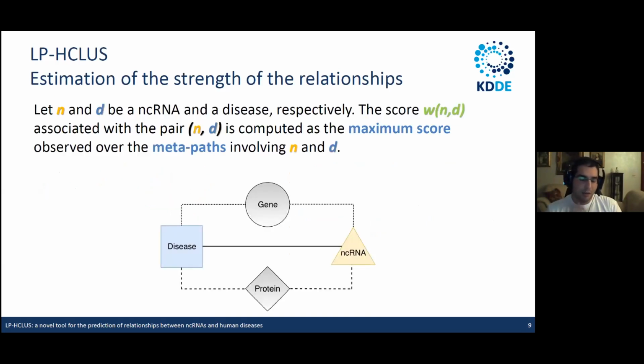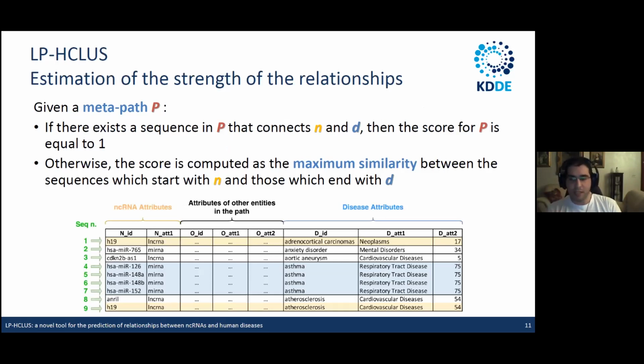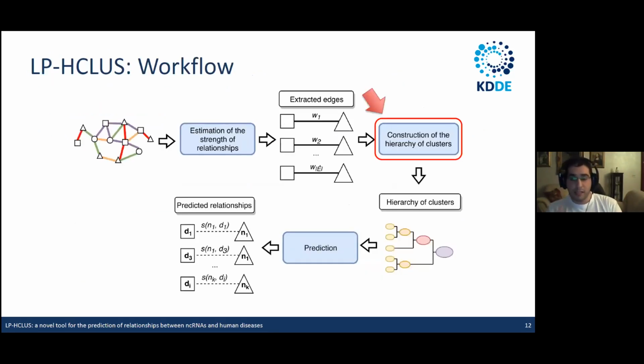Given a non-coding RNA N and a disease D, the score associated with the pair is computed as the maximum score observed over the metapaths. In particular, given a metapath P, if there exists a sequence in P that connects N and D, then the score will be equal to 1. Otherwise, it will be computed as the maximum similarity between the sequences that start with N and those which end with D.